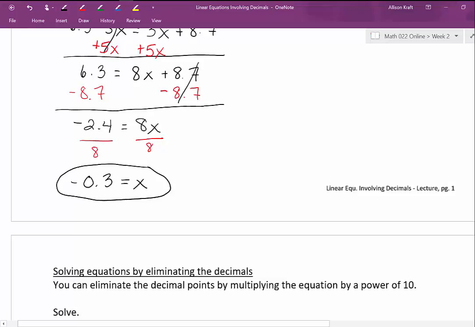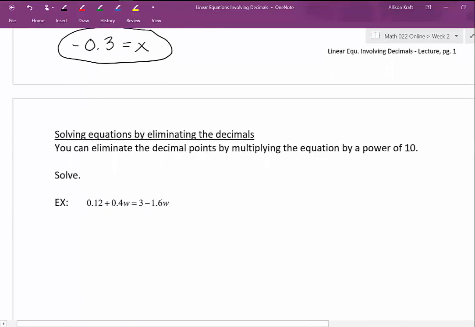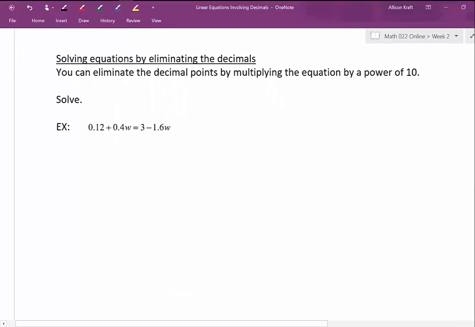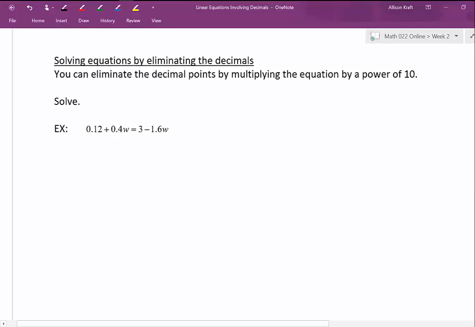As I mentioned before, I really think that's the best way to solve these types of equations. However, there are later problems in later courses where we really don't want to have decimals in our equation. So there is a way that you can eliminate the decimal points. We do that by multiplying the equation by some power of 10. The way you determine the power of 10 you want to multiply by is the maximum number of digits you have to the right of any decimal point in your equation.